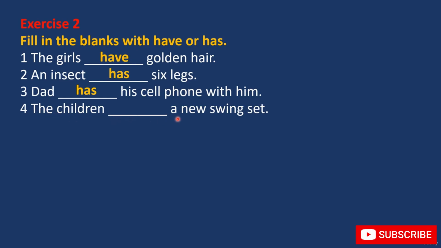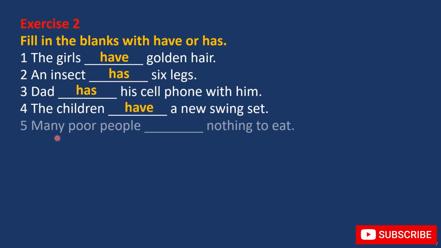The children a new swing set. Children, plural. So the children have a new swing set. Great. Many poor people, nothing to eat. Here I have the word people. Many poor people, it's plural, have nothing to eat. Great.